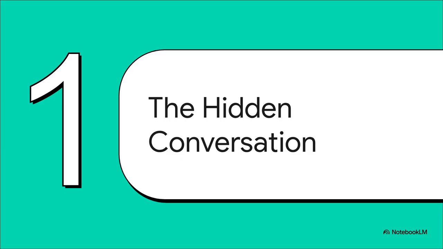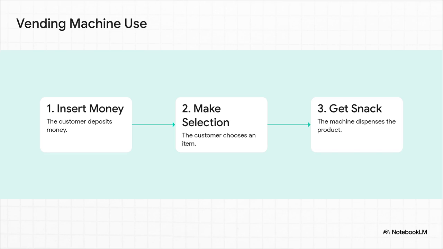So to get our heads around this whole idea, let's start with something super simple. An everyday thing we've all done, buying a snack from a vending machine. I mean, on the surface, it seems dead simple. You put your money in, you press a button, and boom, a snack pops out. Easy, right? But that's just the tip of the iceberg. It's only what we see from the outside.